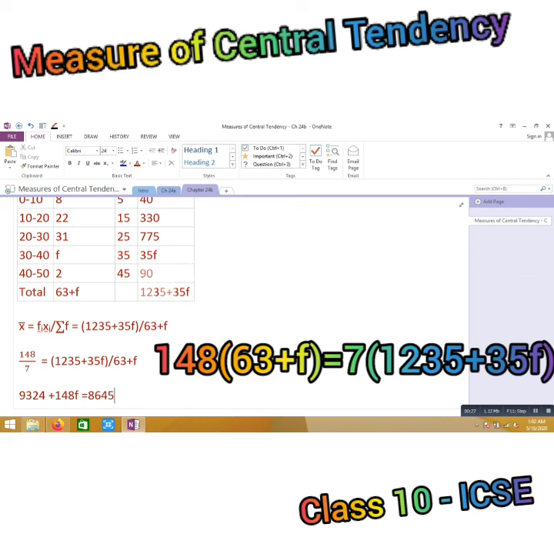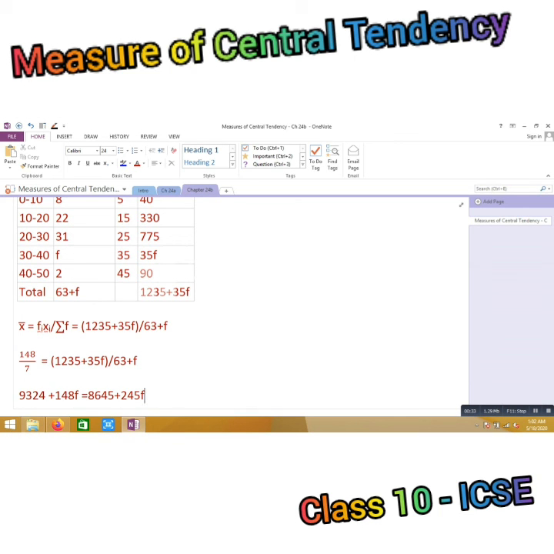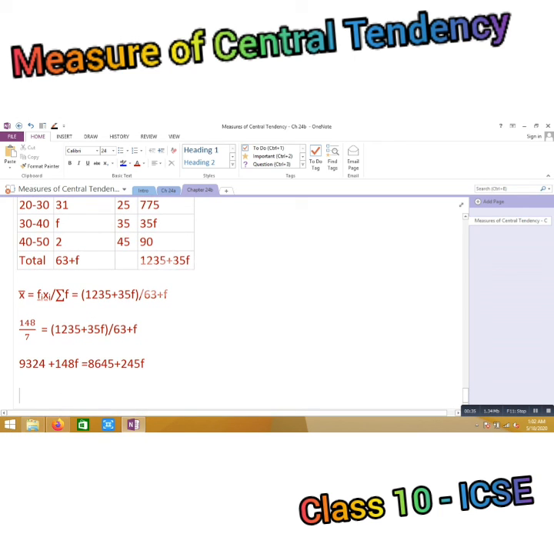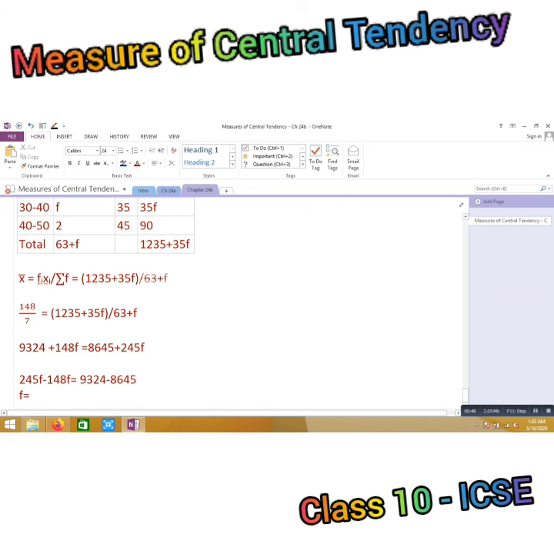Then by bringing f on the left hand side and the numerals on the right hand side, we can get the value of f. 245f minus 148f, that's equal to 9324 minus 8645. So f equal to 679 divided by 97, that's equal to 7.